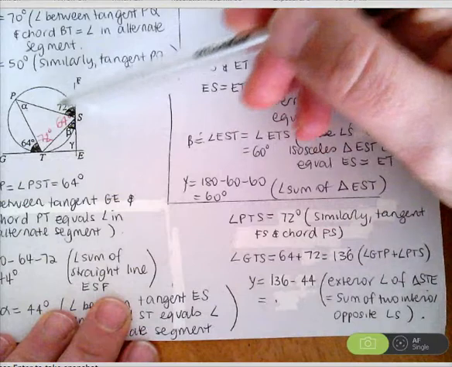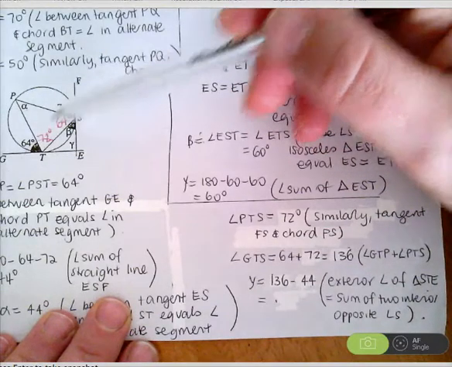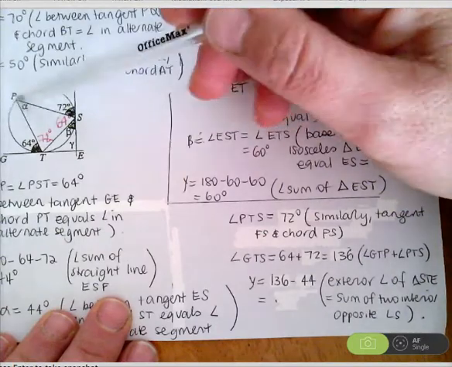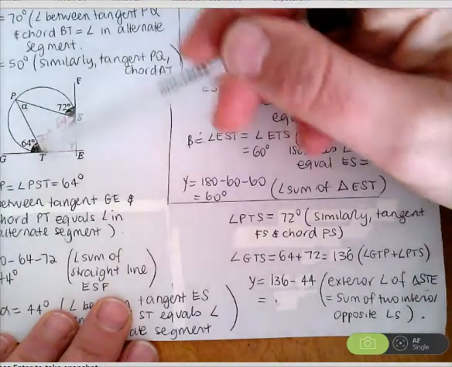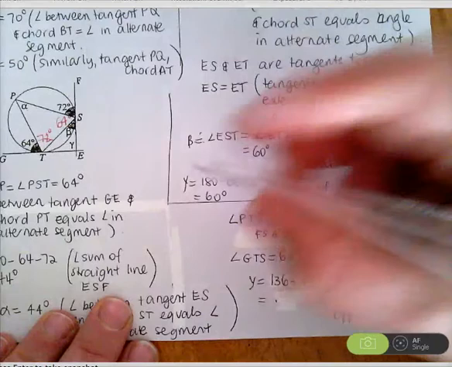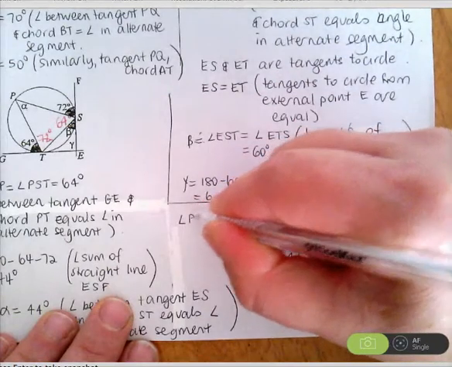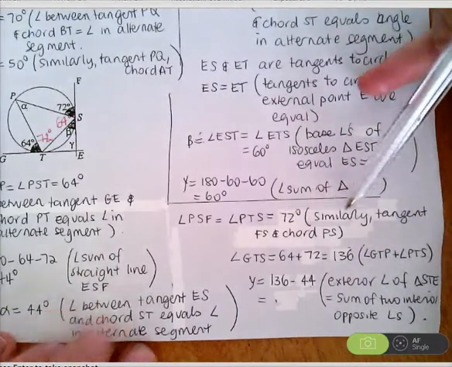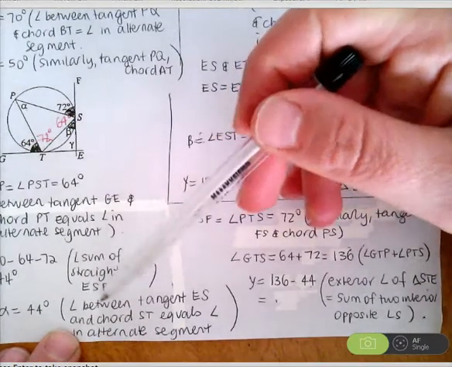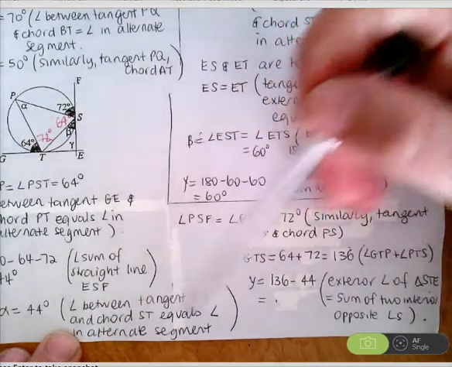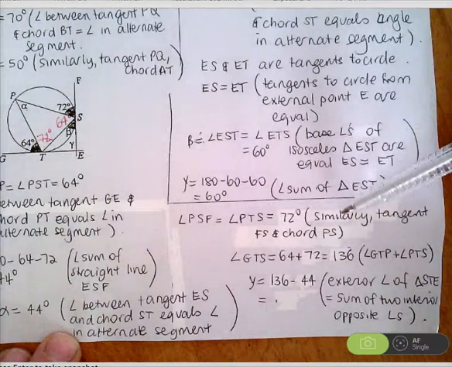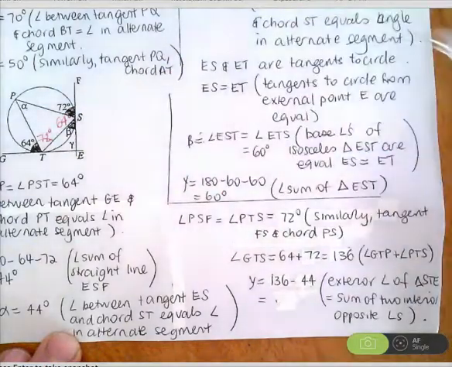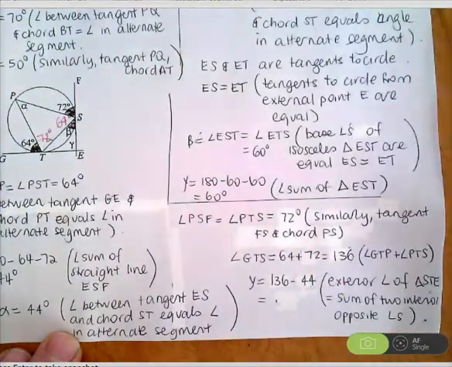So we can see that the angle between the tangent FS and the chord PS is equal to angle PTS. So I'll say that angle PSF is equal to angle PTS, which equals 72 degrees. Similarly, the reason is angle between tangent and chord equals angle in alternate segment, the same reason but with tangent FS and chord PS. That equals the angle in the alternate segment there, which is 72.